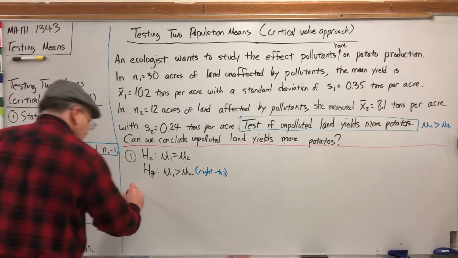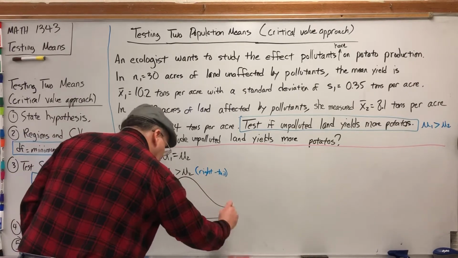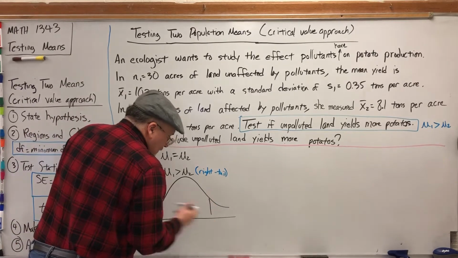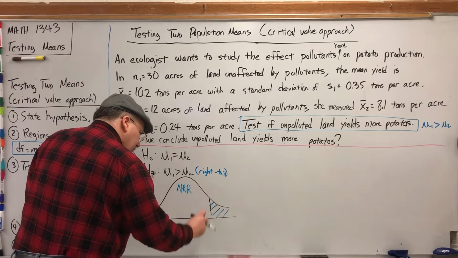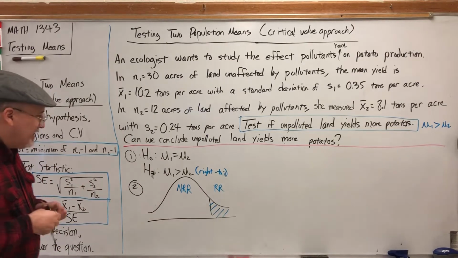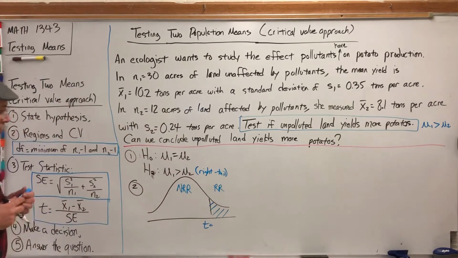Our second step is to sketch our regions. Being a right tail test, we're going to cut off the right tail. The non-rejection region always includes the middle, and the rejection region is whatever tail or tails we shaded in. And we need to find the t-score that separates the rejection from the non-rejection. We need to find our critical value. But we're missing one key piece of information. In order to find the t-score, we need to know both the degrees of freedom, which we'll calculate in a moment, and the area of that tail.